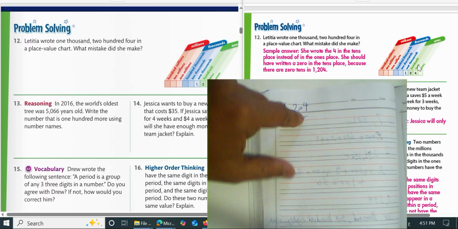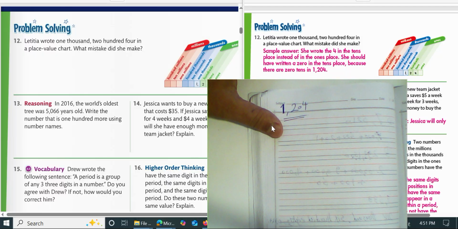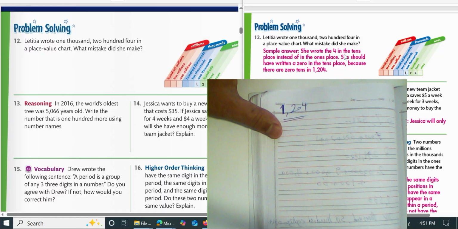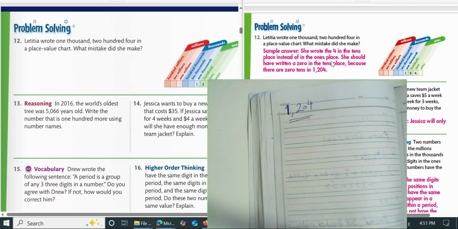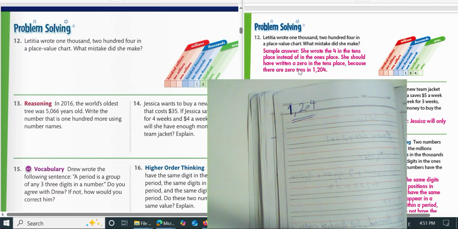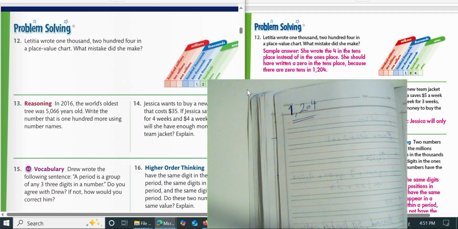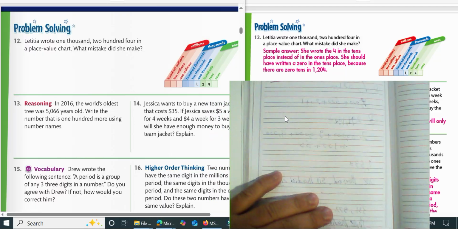She must write 4 in the ones, 0 in the tens, 2 in hundreds, 1 in thousands, because there are 0 tens in this number. So in this answer, she wrote the number 4 in the tens place instead of the ones place. She should have written 0 in the tens place because there are 0 tens in 1,204.